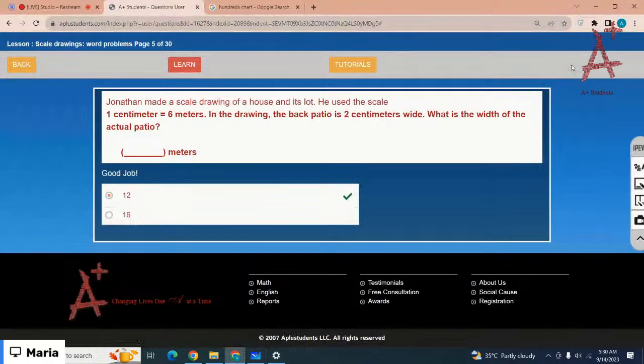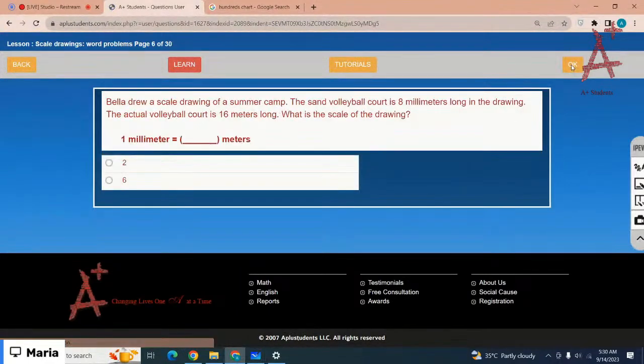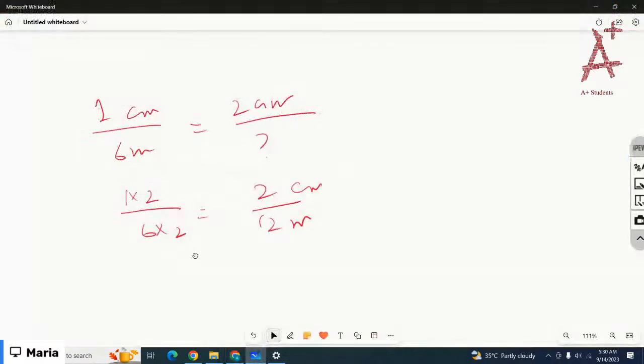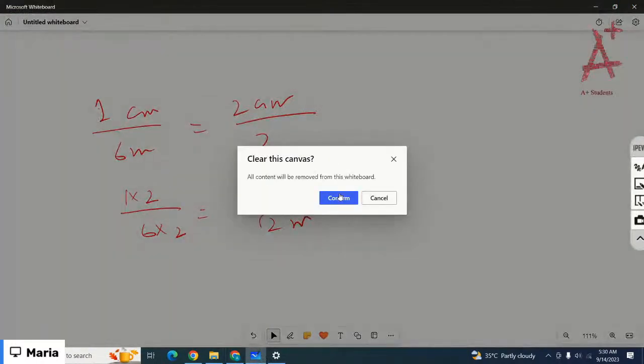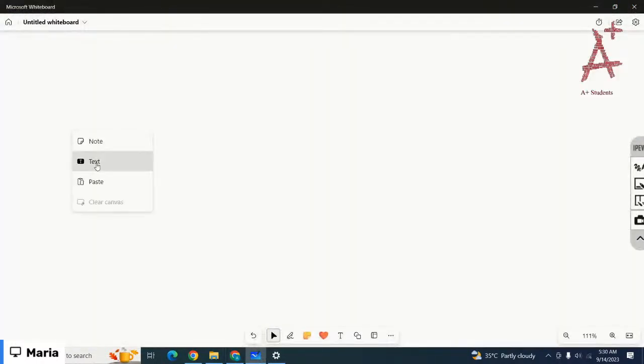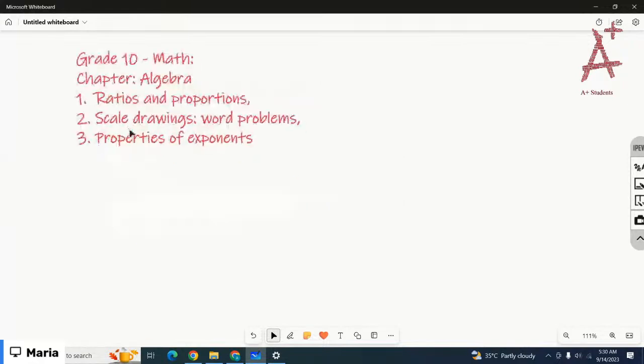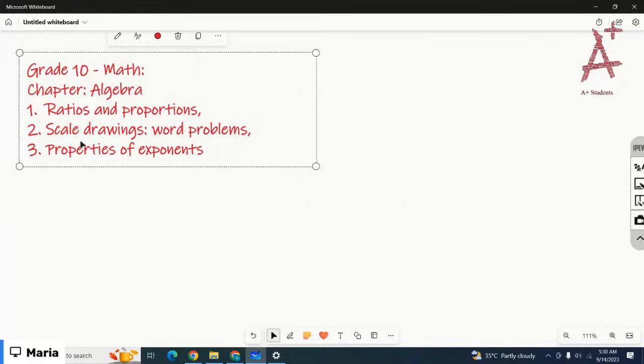Okay, you can complete the lesson by yourself later today. Let me move on to the next lesson, and the next lesson is properties of exponents. Let's see what exponents are and what their properties are.